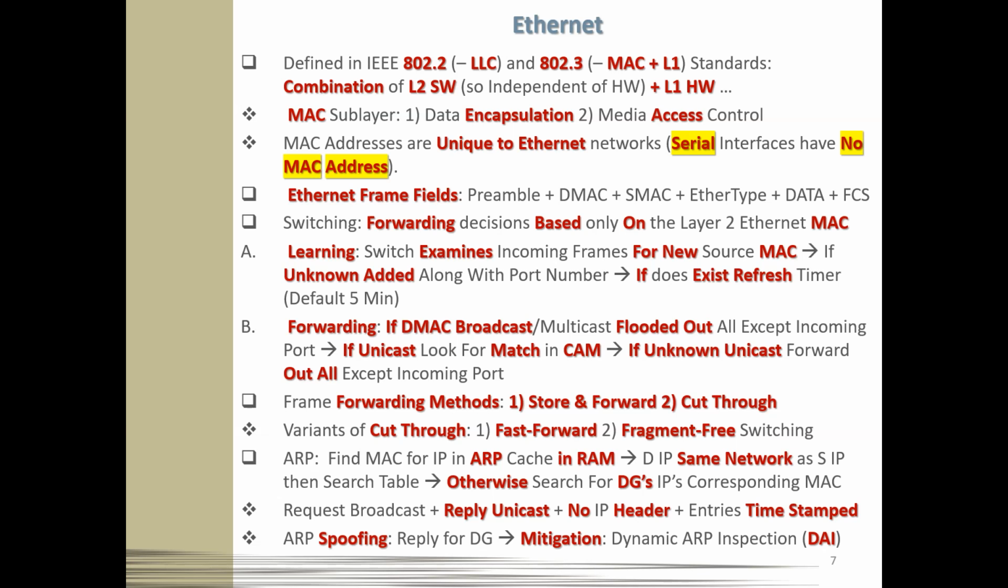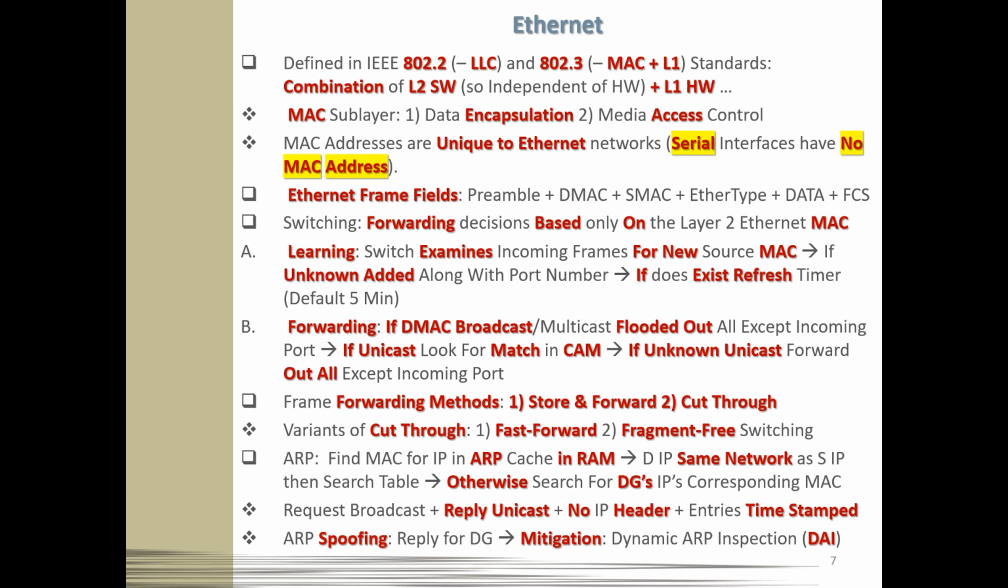be it IEEE 802.3, 802.11, 802.15. This is the reason, because LLC's implementation is in software, and therefore its implementation is independent of the hardware or underlying technology that we're using for our topology.